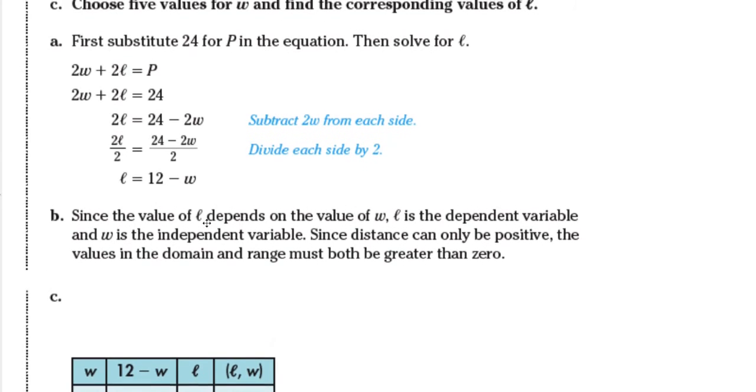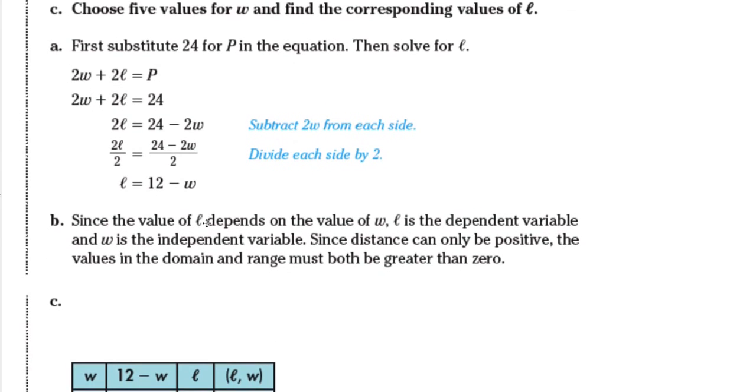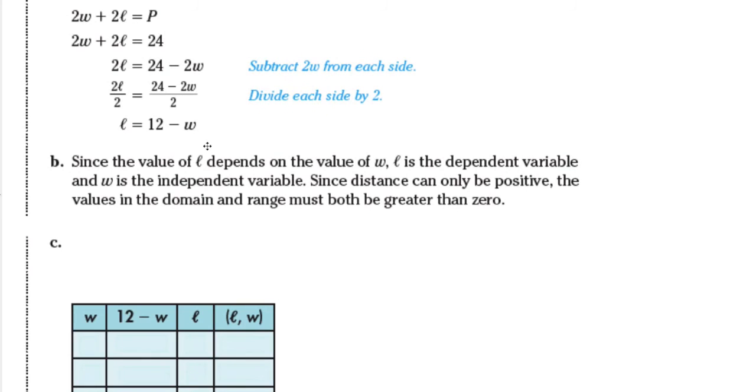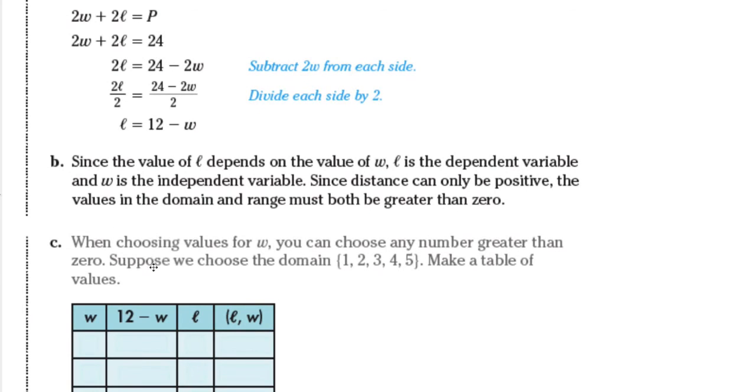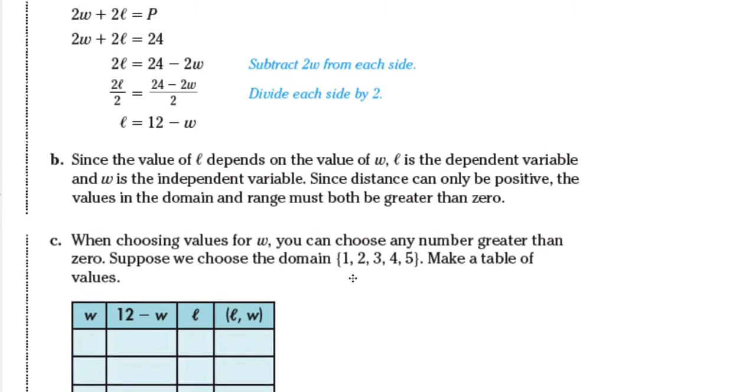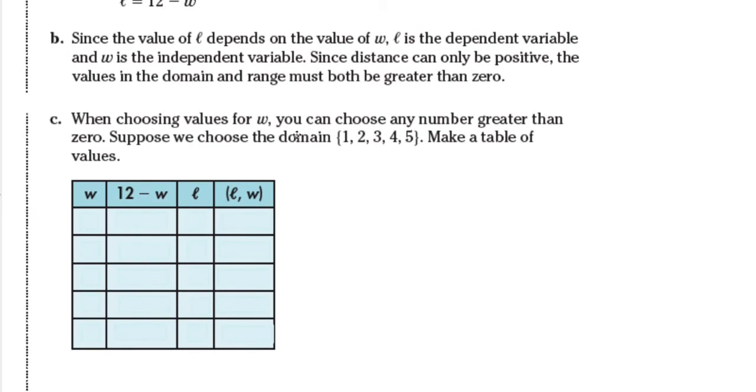Letter C. Let's look at it again. Choose 5 values for W and find the corresponding values for L. When choosing values for W, you can choose any number greater than 0. Again, it cannot be negative simply because there's no such thing as a negative length. Suppose we choose the domain 1, 2, 3, 4, 5. Make a table of values. Since W is our independent variable, that becomes our domain.